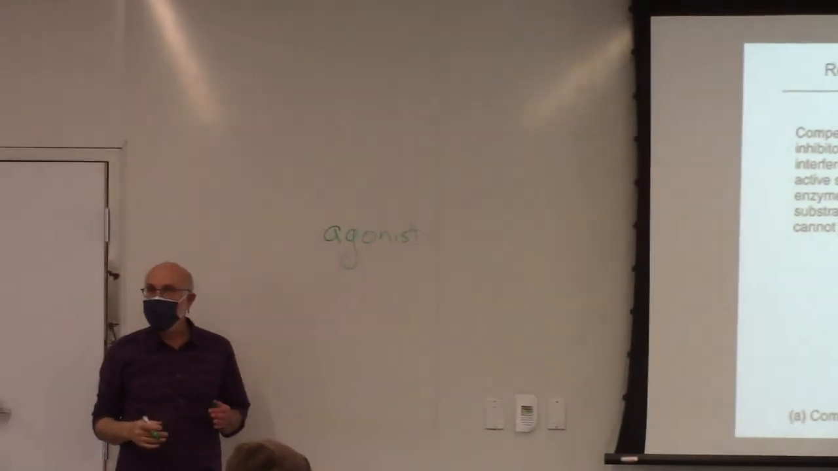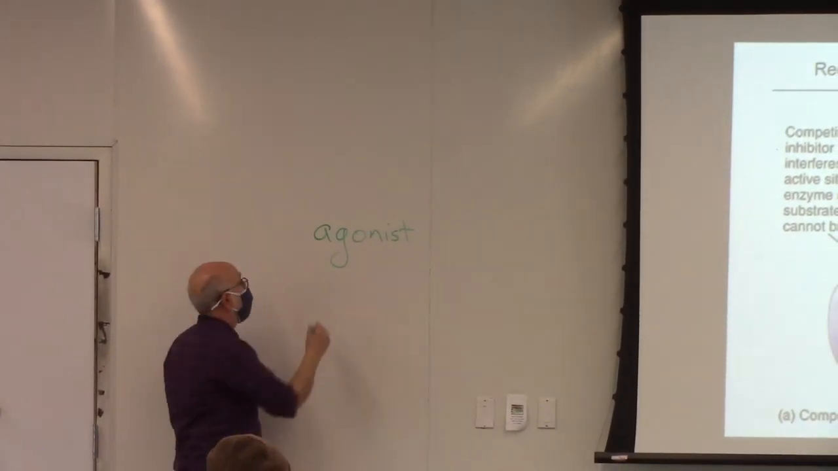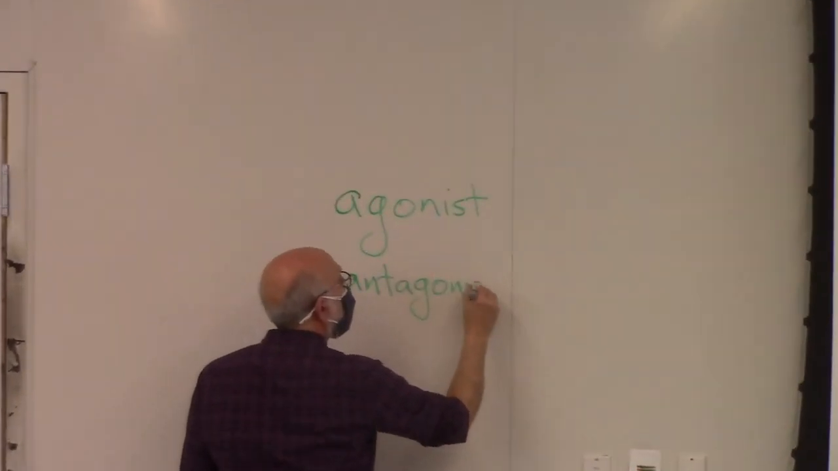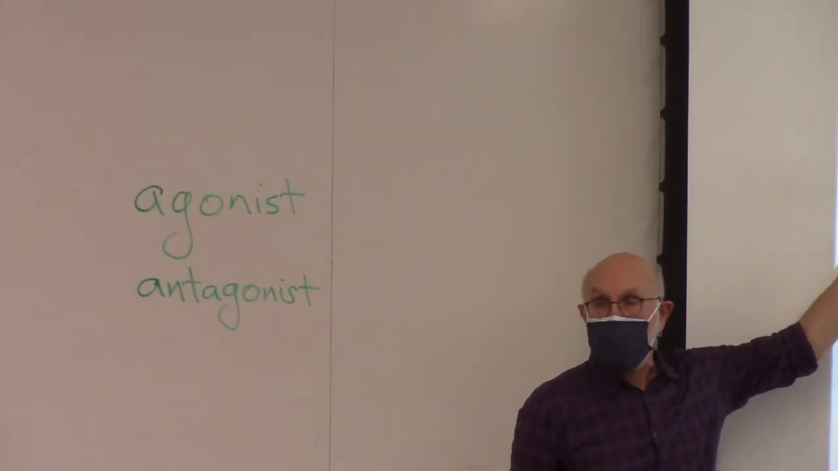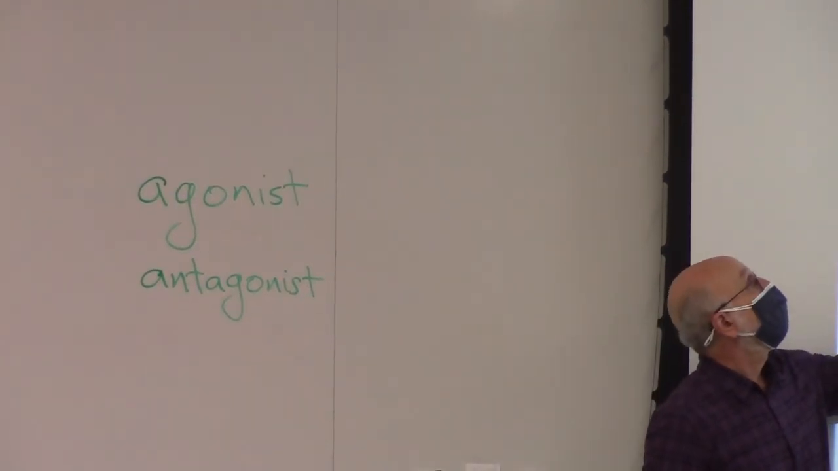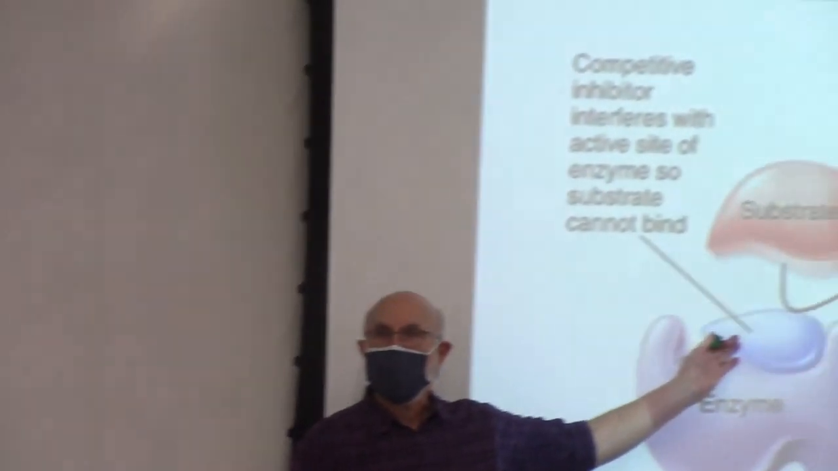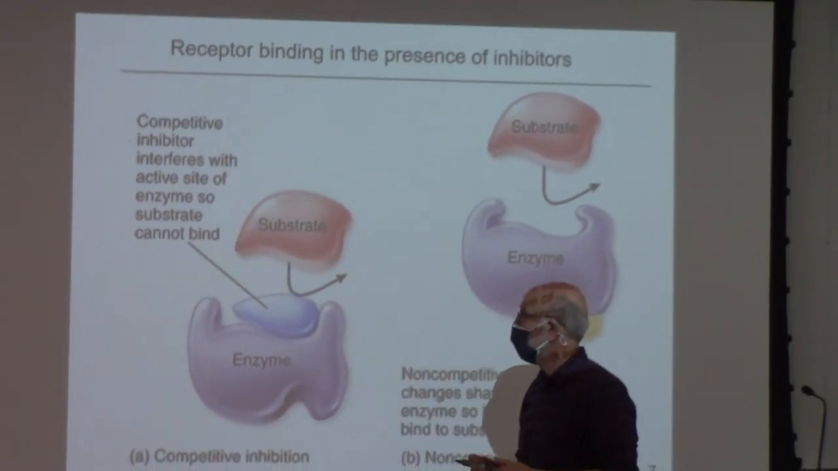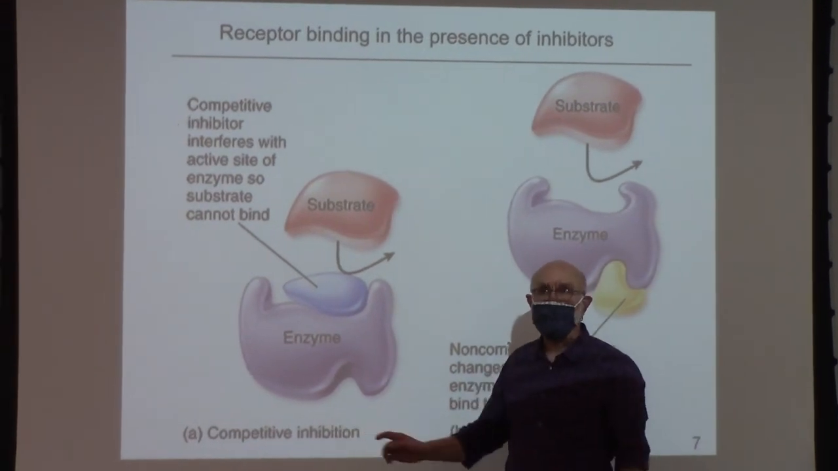An agonist is a ligand that activates a receptor, and an antagonist is an inhibitor. Well, it's a ligand that does not activate the receptor, and in this case, this is a competitive inhibitor or a competitive antagonist. There again, learning the language. That is competitive inhibition.